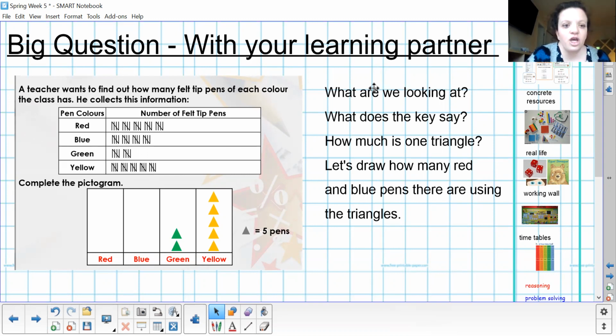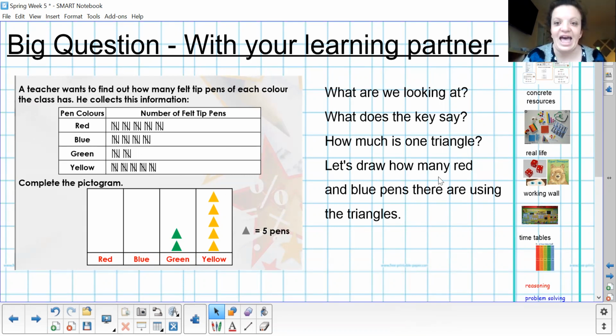So what does the key say? Well, the key says that 1 triangle equals 5 pens. For every 5 pens in his classroom, we're going to use 1 triangle. So we're not going to use a triangle for every single pen. We're going to use it for 5 of them. So 1 triangle is 5.